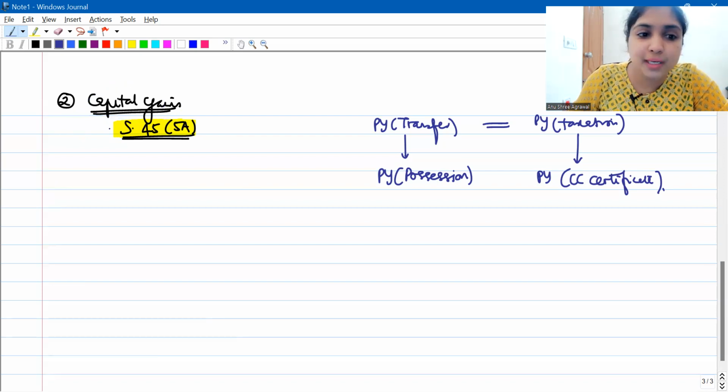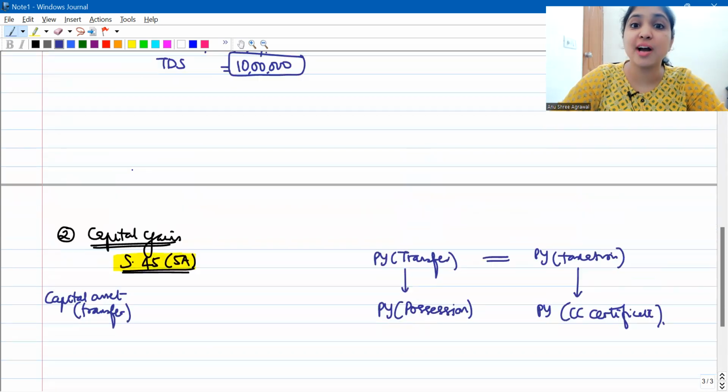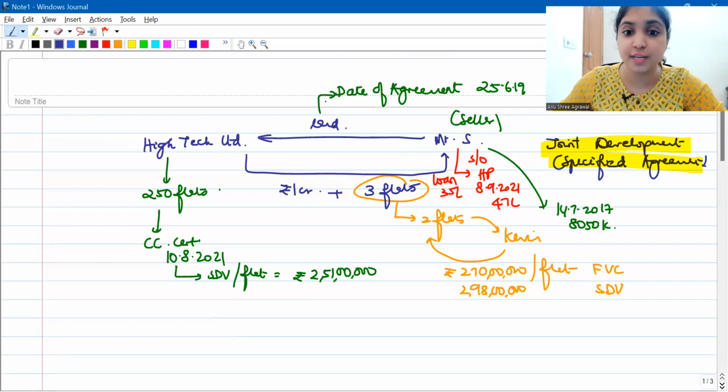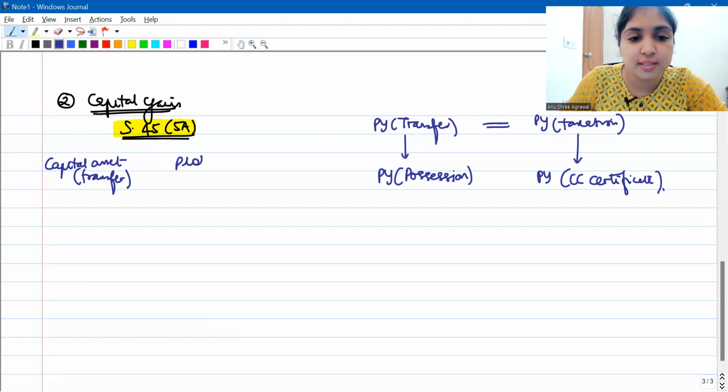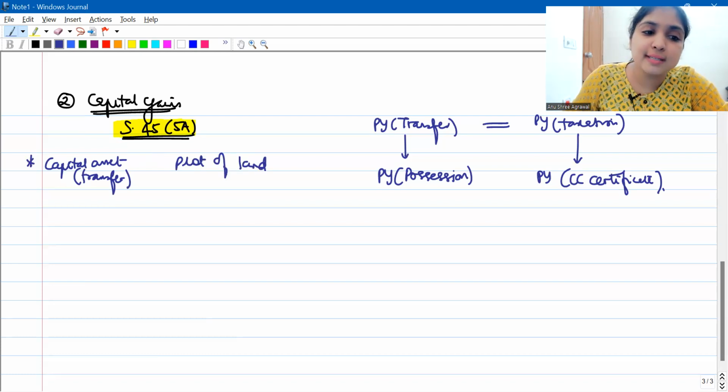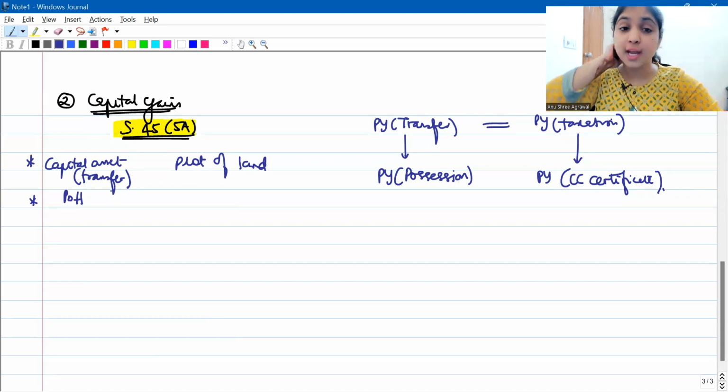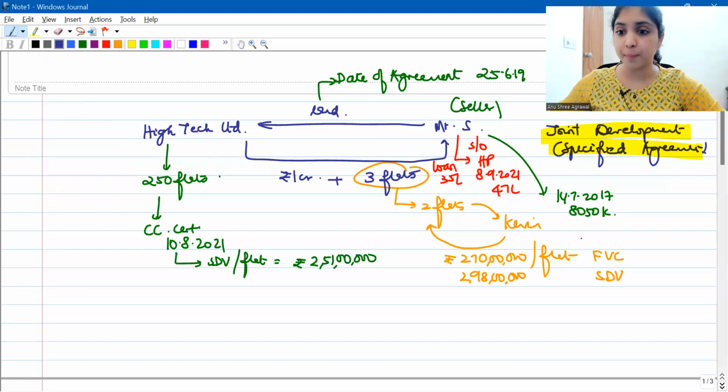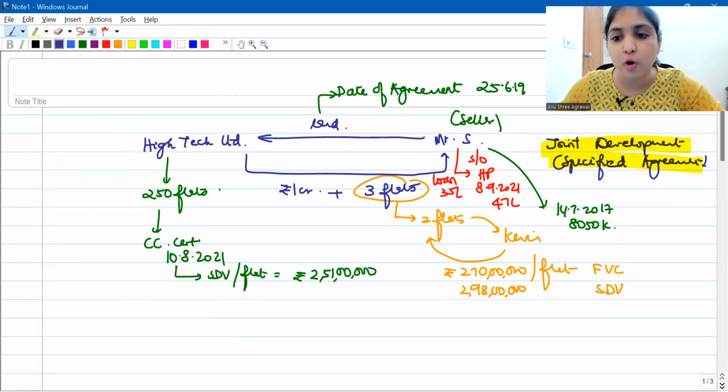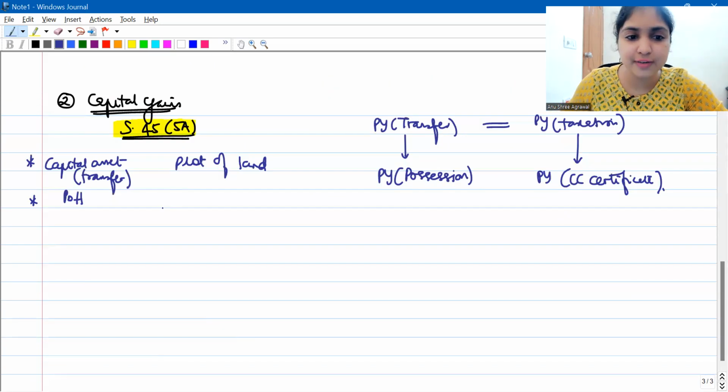Whenever you get a capital gains question, you always start with the capital asset being transferred. What is the capital asset being transferred? Which asset is Mr. Sakshar transferring? What is he selling? He's selling a land. So Mr. Sakshar is transferring a plot of land, right? Then what is the next thing you look at? You look at the period of holding. What's a period of holding? When did Mr. Sakshar acquire the property? He acquired the land on 14th July 2017.